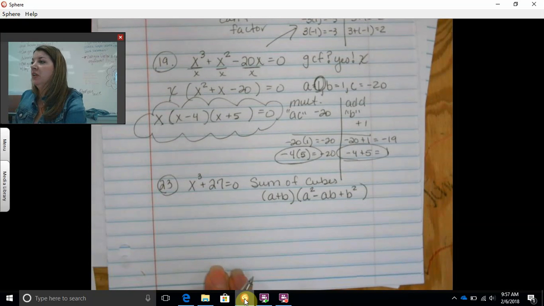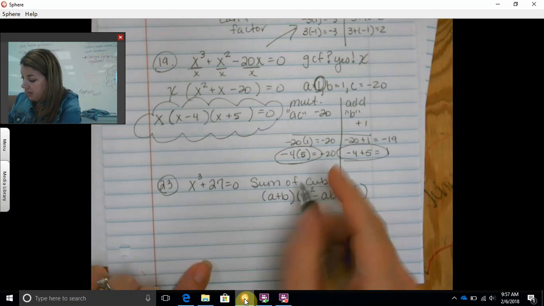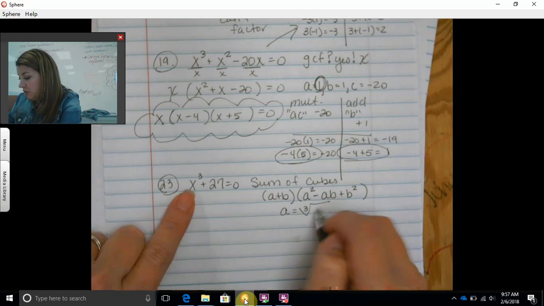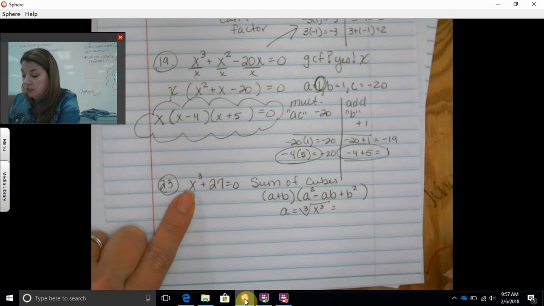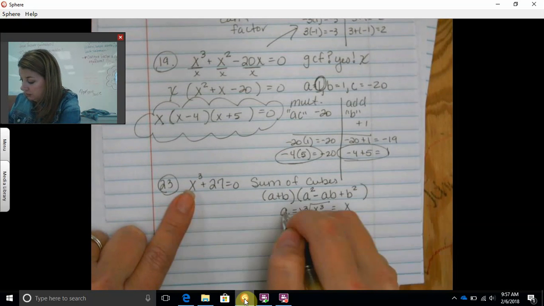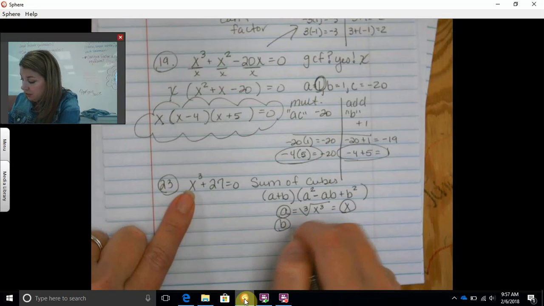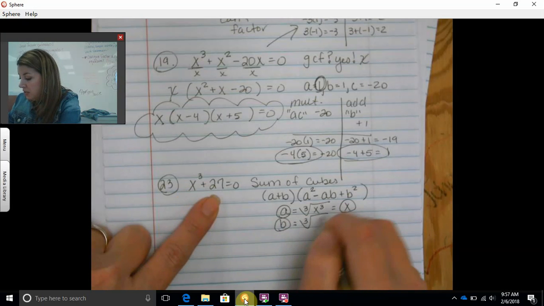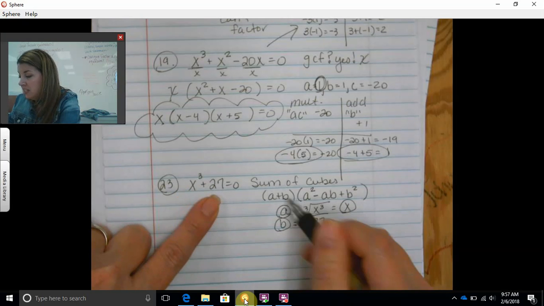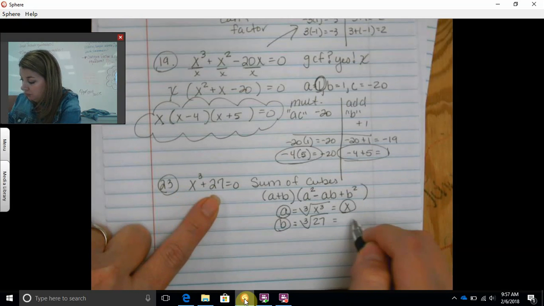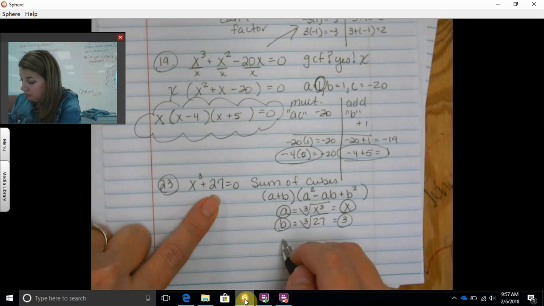So remember, figure out what a, b, a squared, b squared, and ab are. To find a, you take the cube root of the first term. So correct, it's x. To find b, take the cube root of the last term. And don't worry about the sign, because the sign is going to be whatever the pattern says. So what's the cube root of 27? 3.